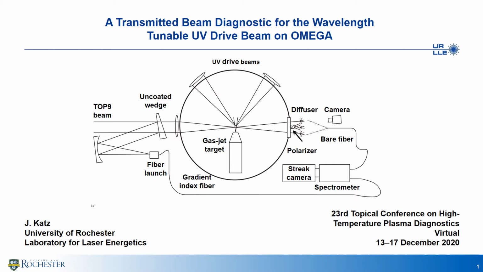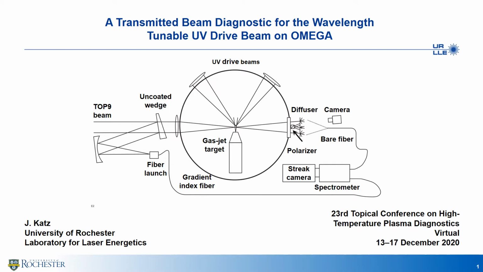A gas jet is typically used to provide the target material to be ionized. After going through focus at TCC, the Top 9 beam expands and exits the target chamber through a large aperture vacuum window. The beam then terminates on a semi-transparent diffuser. Light forward scatters off the surface, allowing a CCD camera and lens to record a time-integrated but spatially resolved image of the beam's spatial profile.